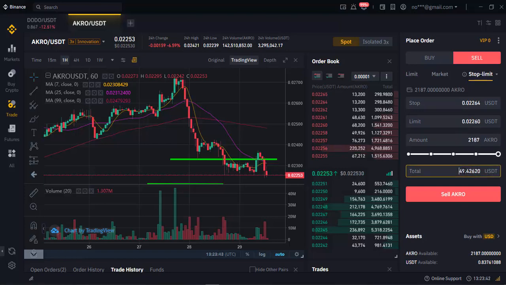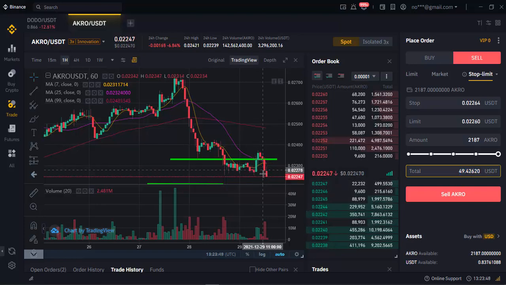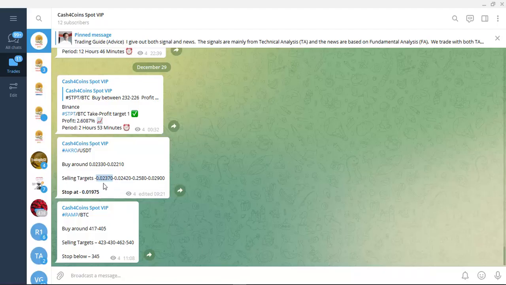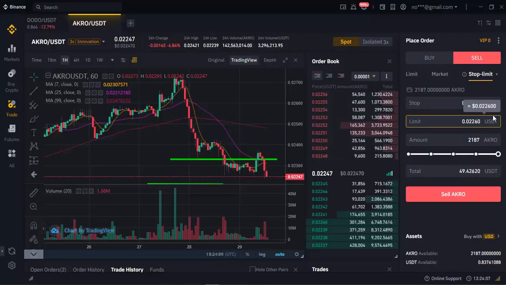Actually, as you can see, there is a little loss. If I wait, I can be able to make some profit, but I want you to understand how to buy and how to sell. If we increase the price here, when it gets to, okay, let's say we are able to wait, and when it gets to 0.0237, so what we do is 0.0237.